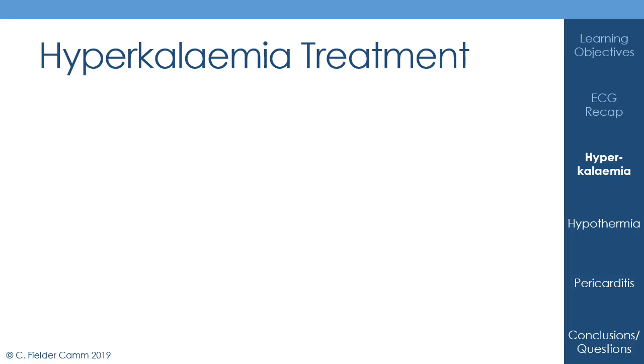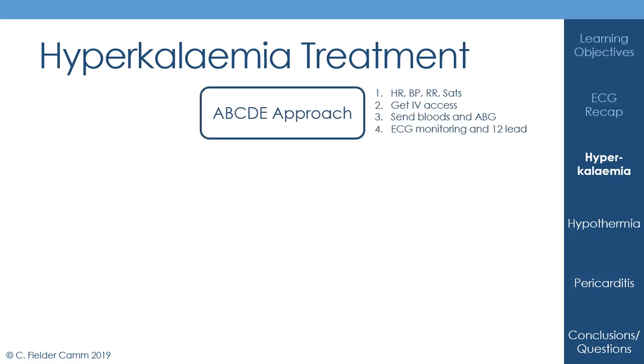So what's the treatment pathway for hyperkalemia? Okay, well, as usual, with anybody who might be unwell, it's an ABCDE approach. So your observations, you need to get IV access because that's required for all the treatment you're going to give. You need to send bloods off for the lab, particularly confirming that they've got hyperkalemia, but as well you should be sending off some of the bloods that might give you an indication as to why they might have hyperkalemia.